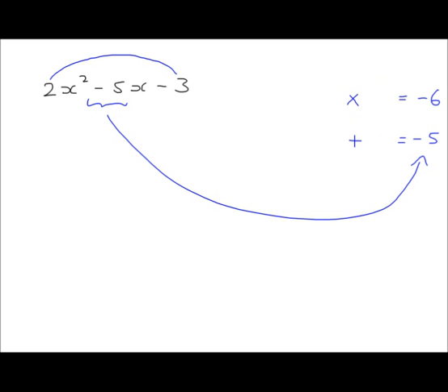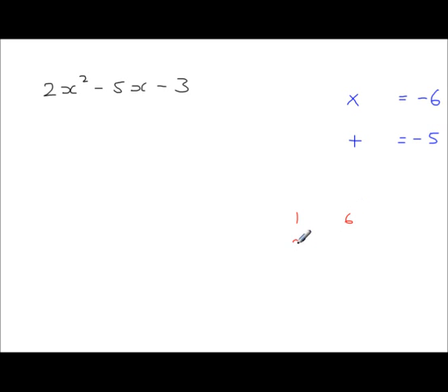Now numbers that multiply to give you 6, so just ignoring that sign for the time being, that multiply to give you 6. So 1 times 6, 2 times 3, and that's pretty much it. We're just looking at the various factors of 6.